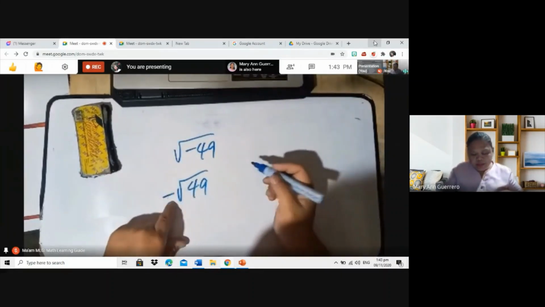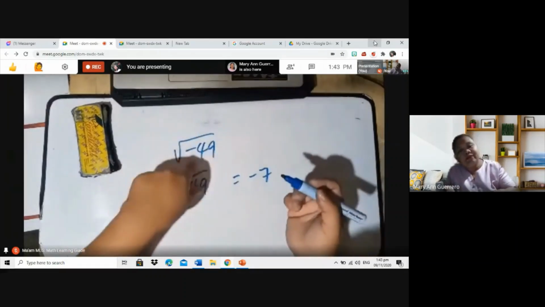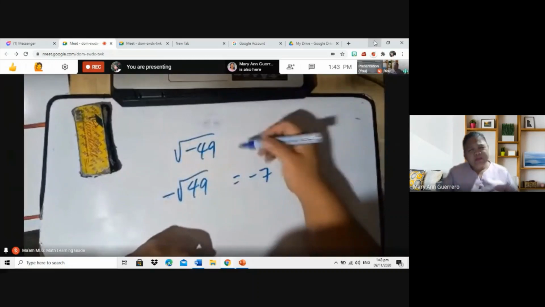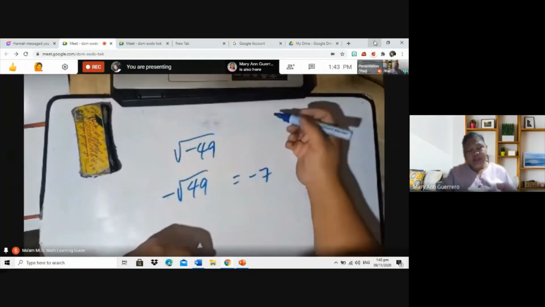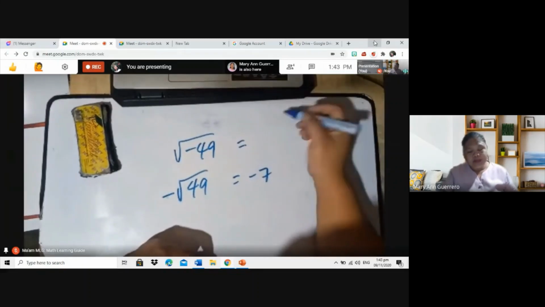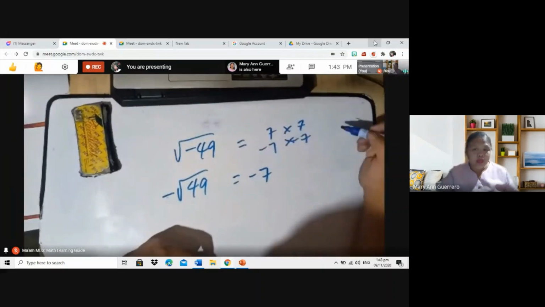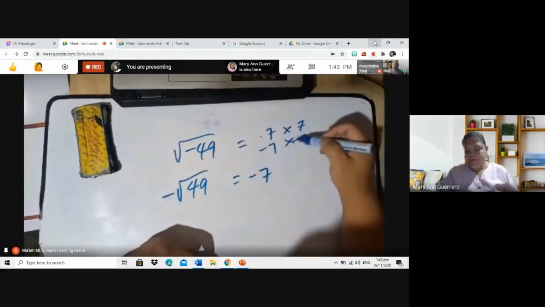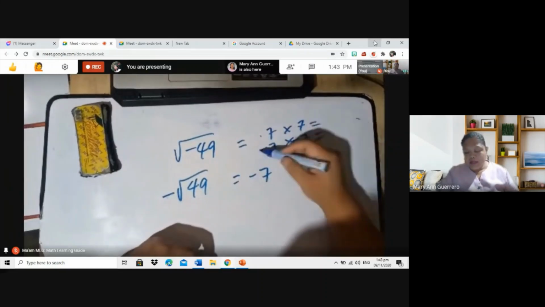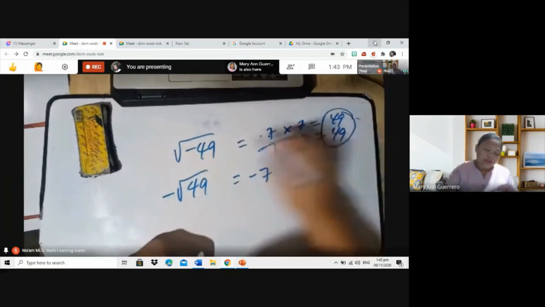So, we have here negative 7. Ito naman, square root of negative 49. Is there a number when you square, the answer is a negative number? Diba, pag in-square natin, multiply it by itself, diba? It's either 7 times 7, negative 7 times negative 7, magkamukha yan. So, ang sagot yan ay negative times negative is positive. Positive times positive is positive, lagi positive. So, hindi magne-negative.